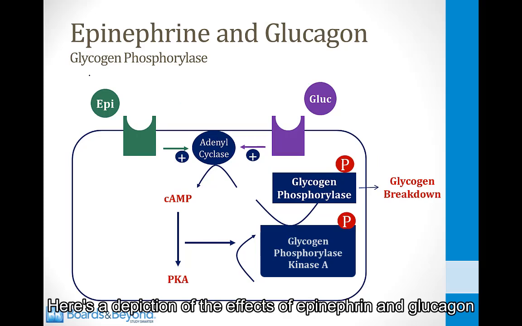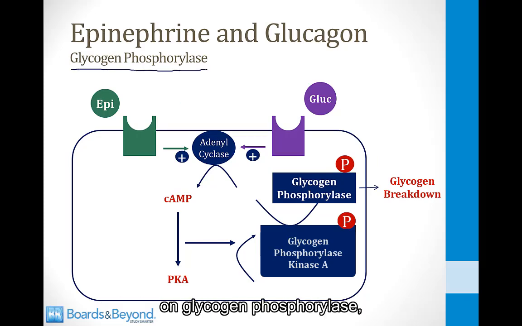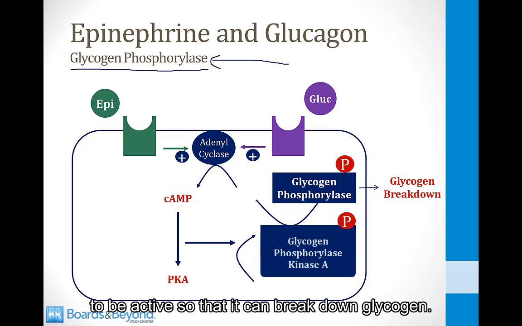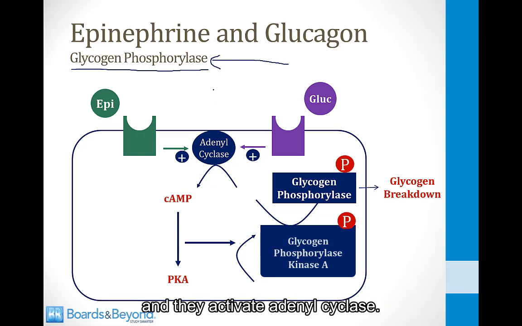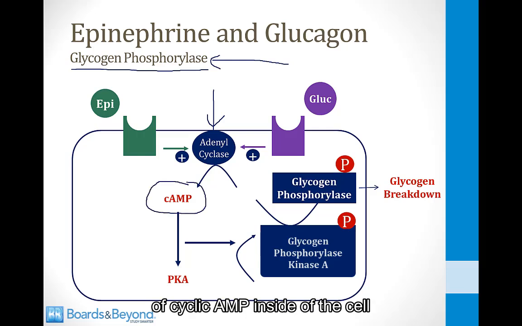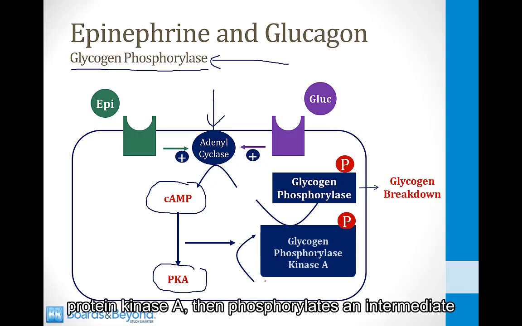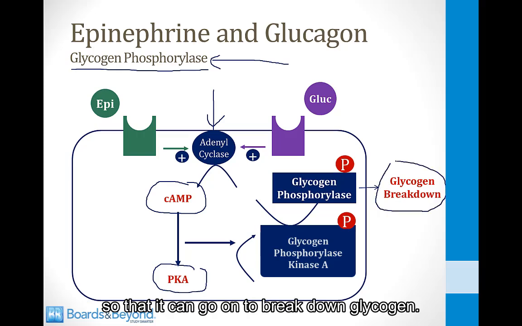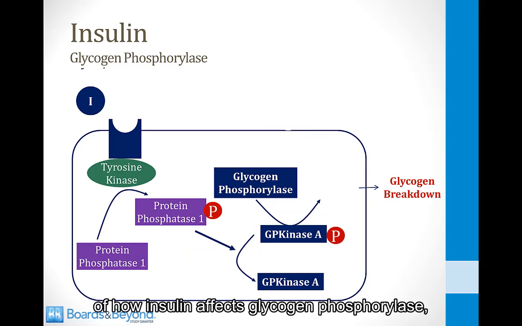Here's a depiction of the effects of epinephrine and glucagon on glycogen phosphorylase. Remember that epinephrine and glucagon are always going to result in enzyme phosphorylation, and remember that they want glycogen phosphorylase to be active so that it can break down glycogen. Epinephrine or glucagon bind to their receptors and they activate adenyl cyclase. Adenyl cyclase raises the level of cyclic AMP inside of the cell, and cyclic AMP activates protein kinase A. Protein kinase A then phosphorylates an intermediate, and this enzyme then phosphorylates glycogen phosphorylase so that it can go on to break down glycogen.